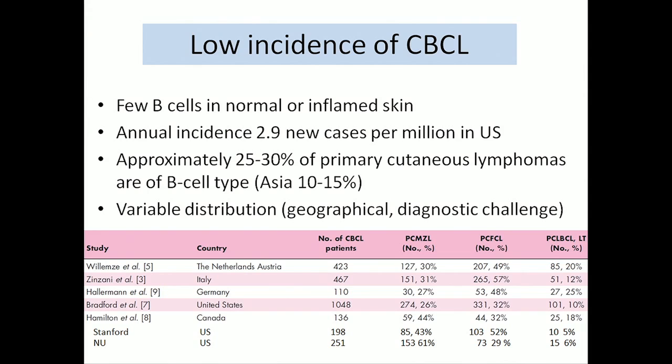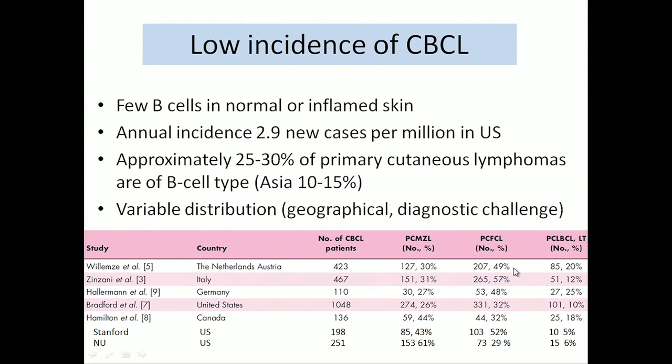So we know that the normal skin has very few B cells. You only find a few B cells close to adnexa. Probably that's why the incidence of B-cell lymphoma, unlike lymph nodes, is very low. This is the annual incidence. We know that there is a wide variation on distribution based on geography, and that's because we are very confused about those B-cell lymphomas.